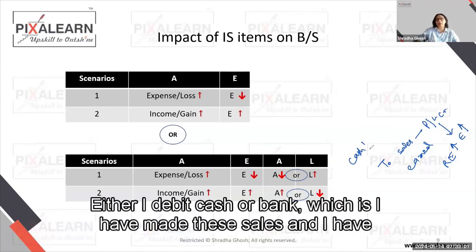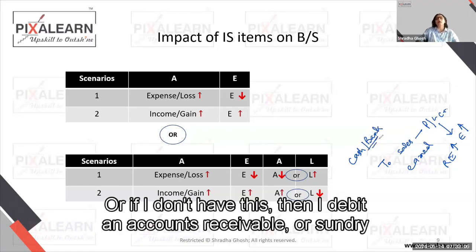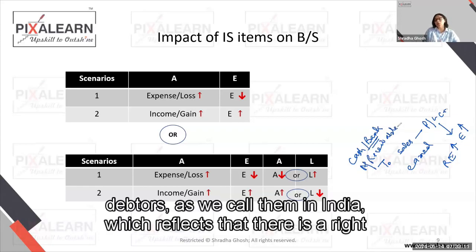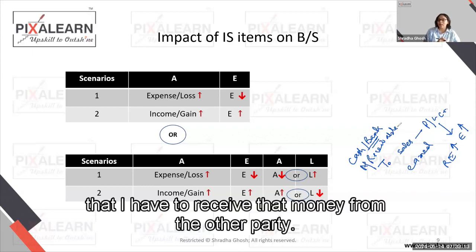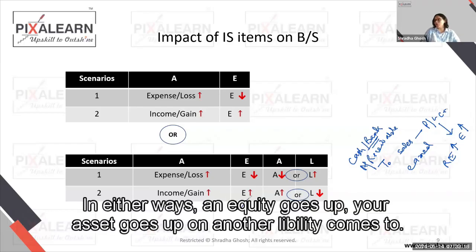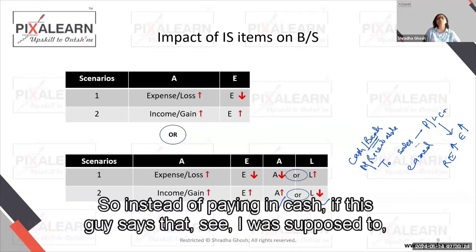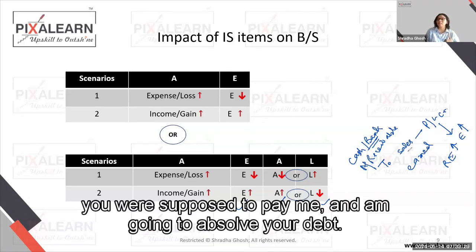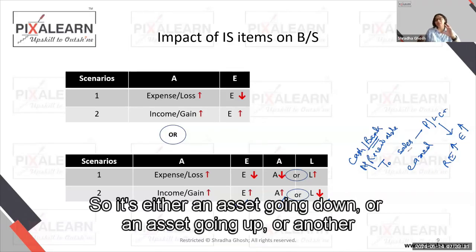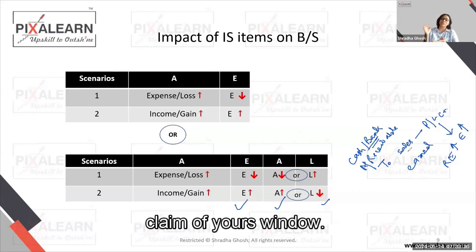Either I debit cash or bank, which means I have made the sales and I have collected the money. Or if I don't have this, then I debit accounts receivable or sundry debtors, as we call them in India, which reflects that there is a right that I have to receive that money from the other party. In either case, equity goes up, an asset goes up, or another liability comes down. So instead of paying in cash, if this guy says that, see, you were supposed to pay me and I'm going to absolve your debt. So it's either an asset going up, or another claim of yours going down.